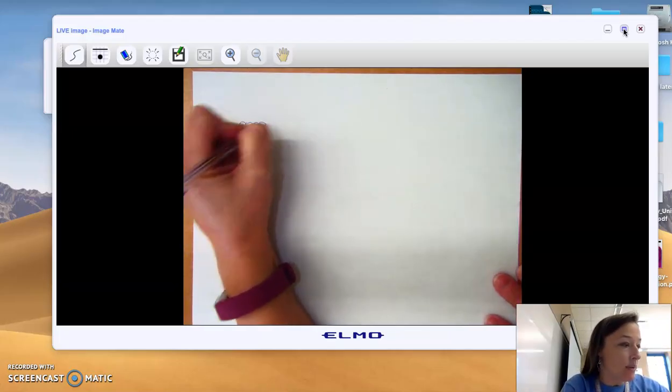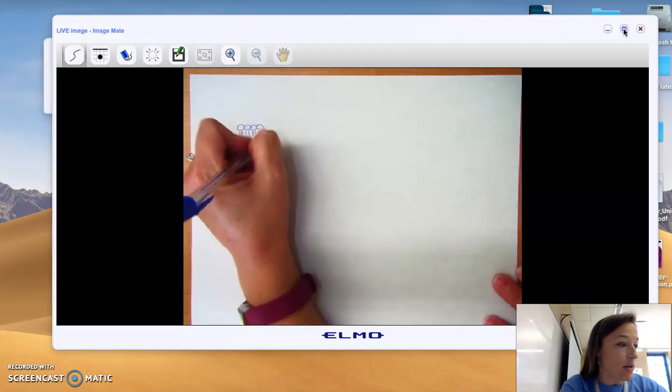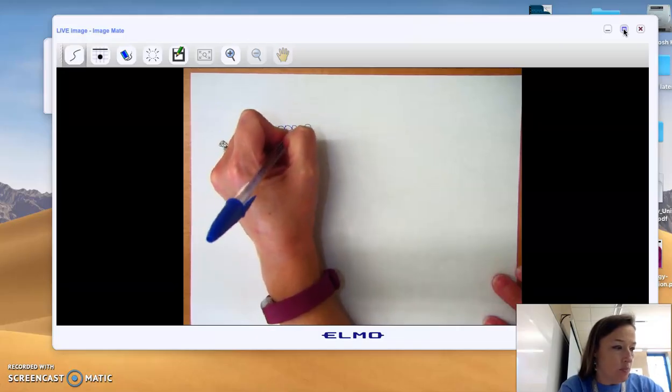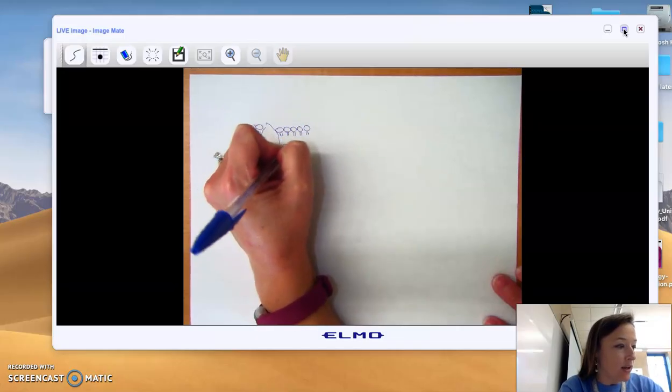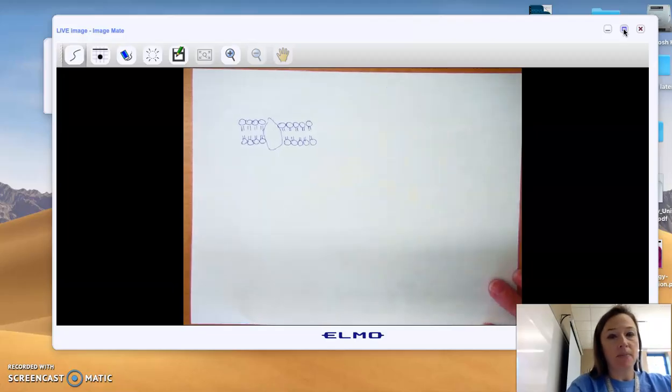So if you were given a picture, y'all know my art skills aren't great. You also should be able to draw a picture, although you probably won't have to do that other than for your portfolio. So there's an example of a cell membrane.